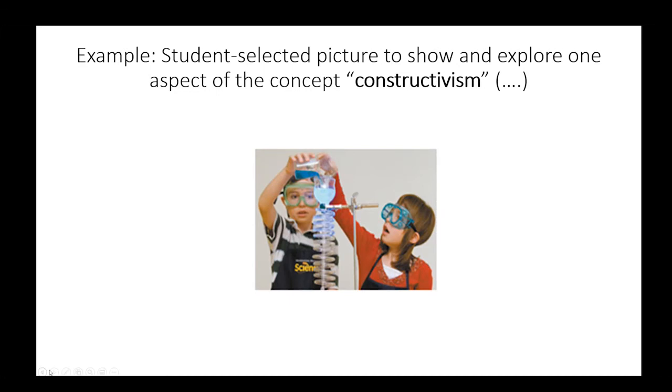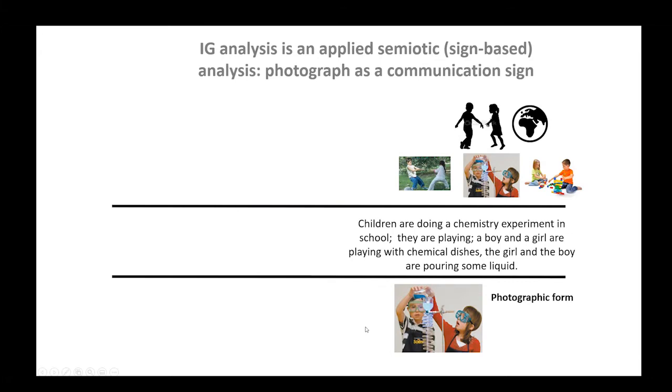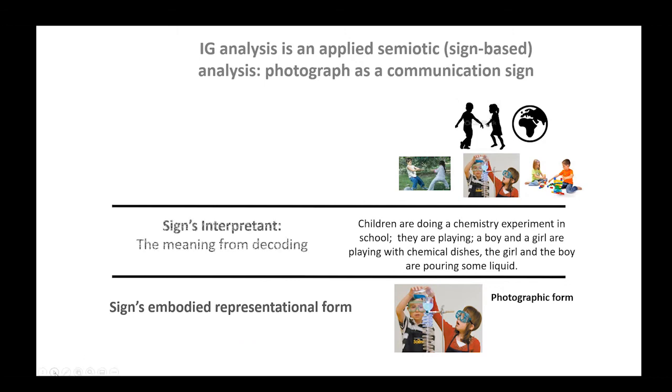And the framework for analysis would be something like this. So I just structured it as a sign-based analysis, kind of an applied semiotics example, where we analyze a photograph as communication signs. So to start with, there is a photographic form that is basically an embodied representational form that we can analyze. Then the next thing is the interpretation, so the meaning from decoding these signs.